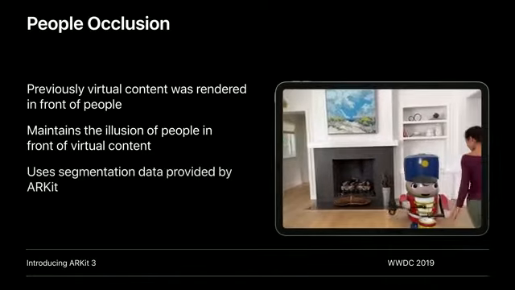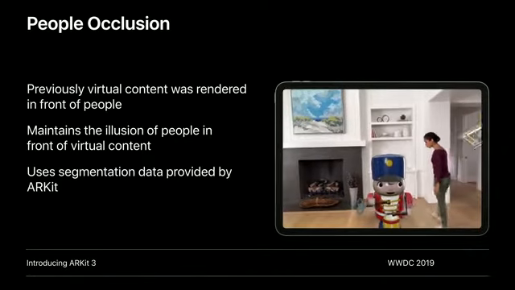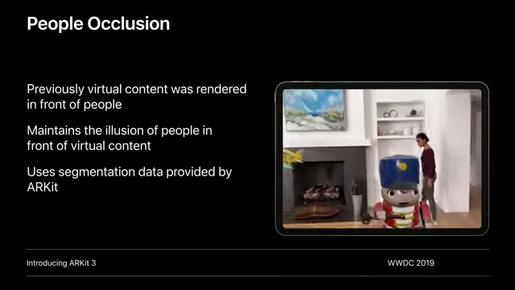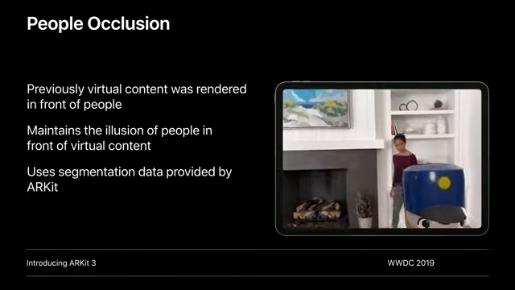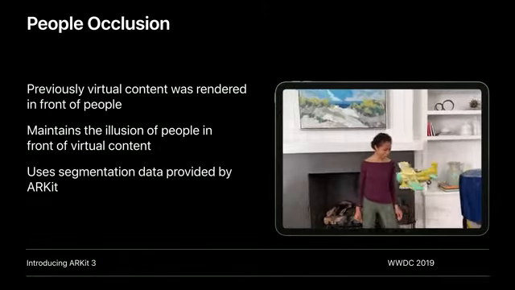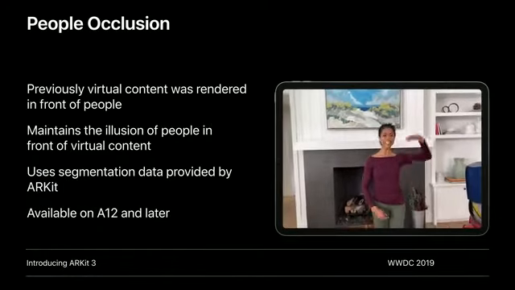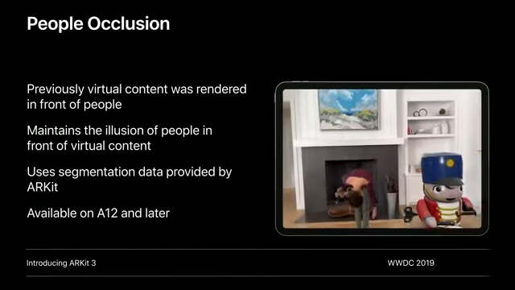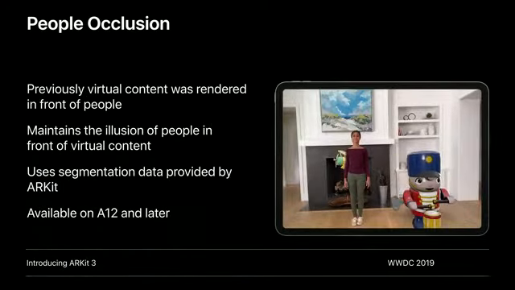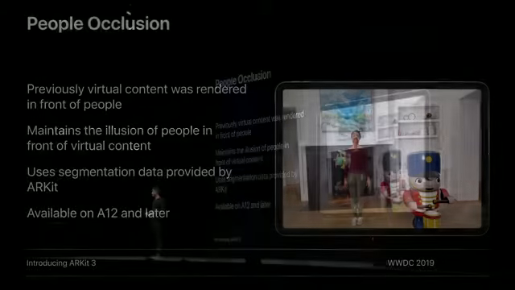This uses the person segmentation data provided by ARKit to know what part of the camera feed should remain drawn on top of the virtual content. People occlusion takes advantage of the Apple Neural Engine and will be available on all A12 devices and later. Now, this is a really hard problem to solve, but if you're curious to learn more, I recommend checking out the Introducing ARKit 3 session.